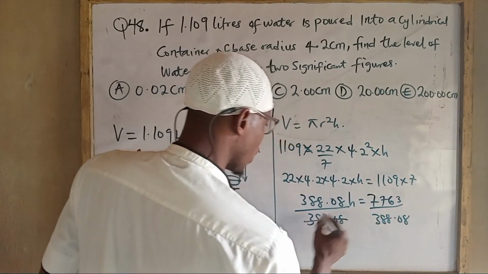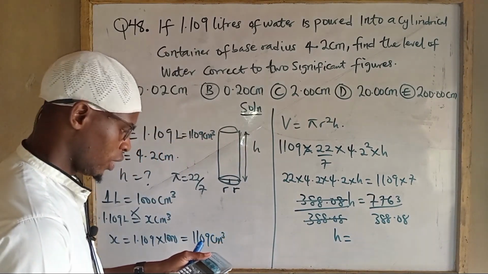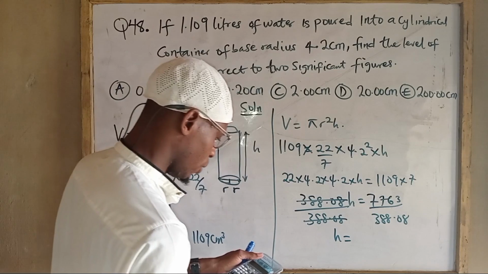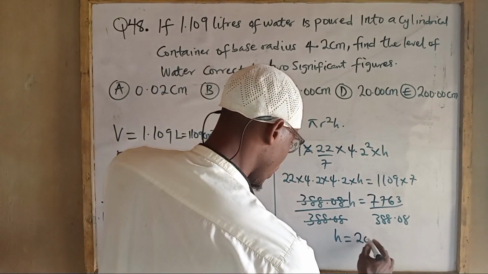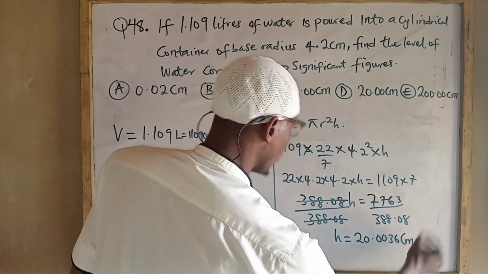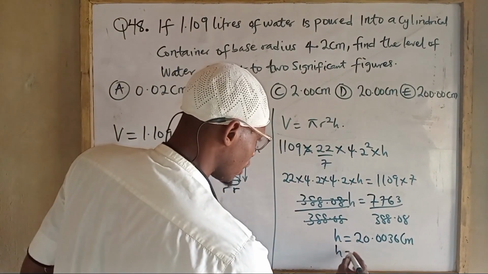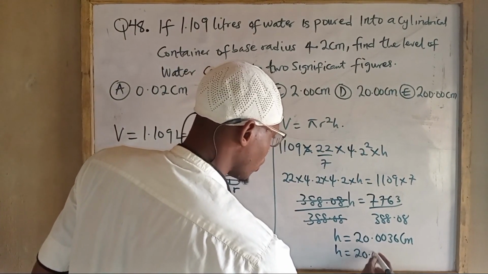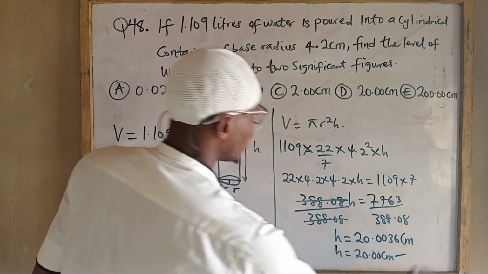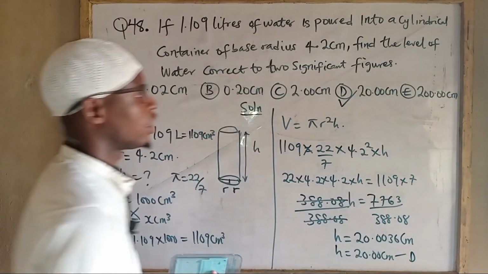388.08, so that this will cancel out this. So the height will be equal to 388.08. I have 20.0036 centimeter, but we are asked to approximate to what? Two significant figures. So this is the same thing as saying 20.00 centimeter. So that should be option D. So option D is the correct answer.